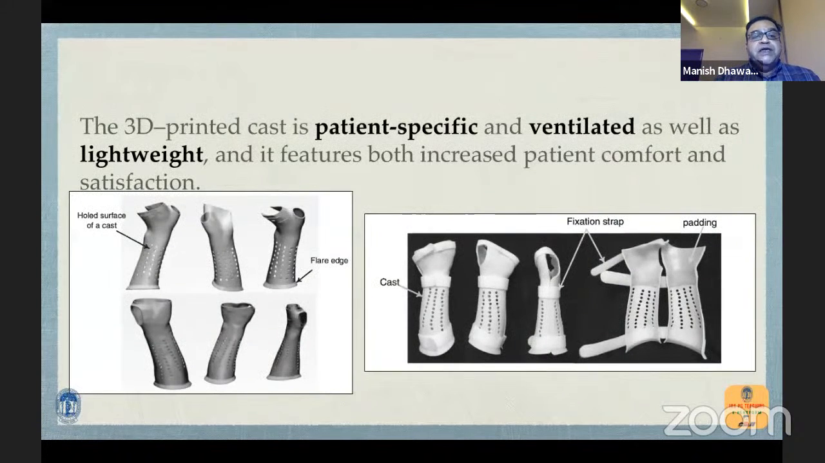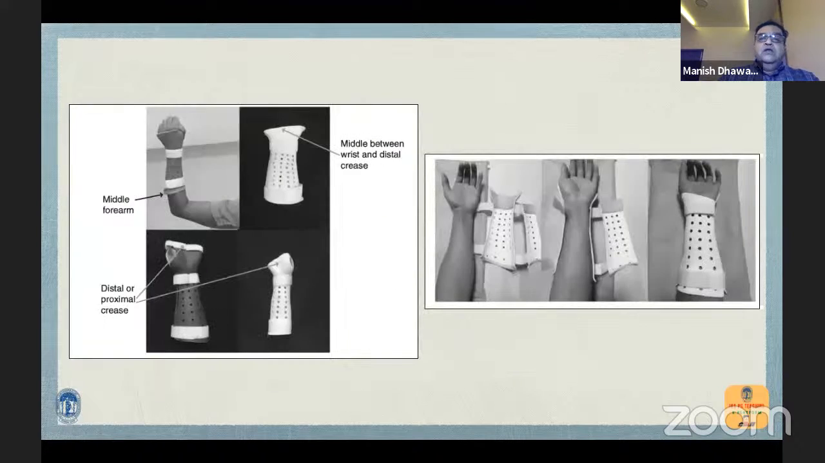Now, these 3D printing casts, if you can see, they are specific to the patient. They can be opened with straps, or they can be removed and put back. So it increases patient comfort, and also it's lightweight, and also the satisfaction of the patient is more because it is quite good fitting. So you can see this 3D printed cast.